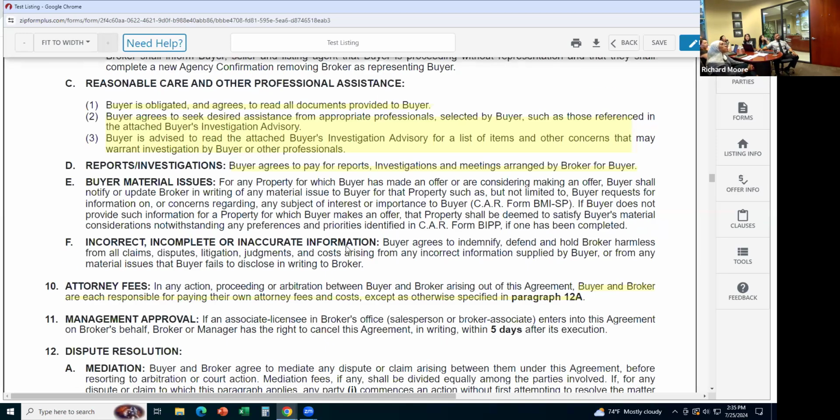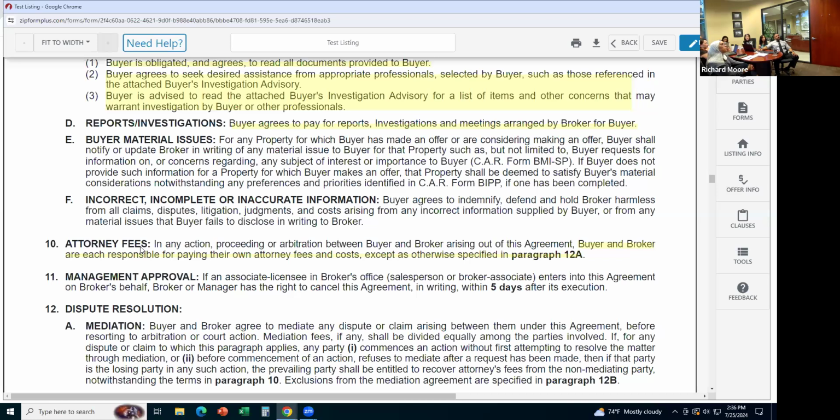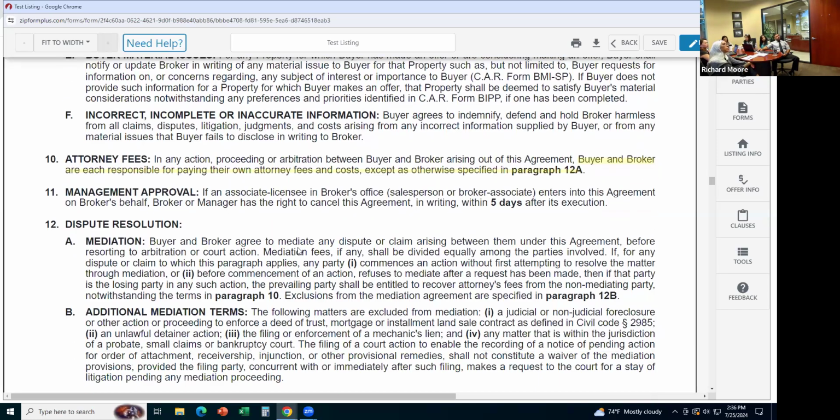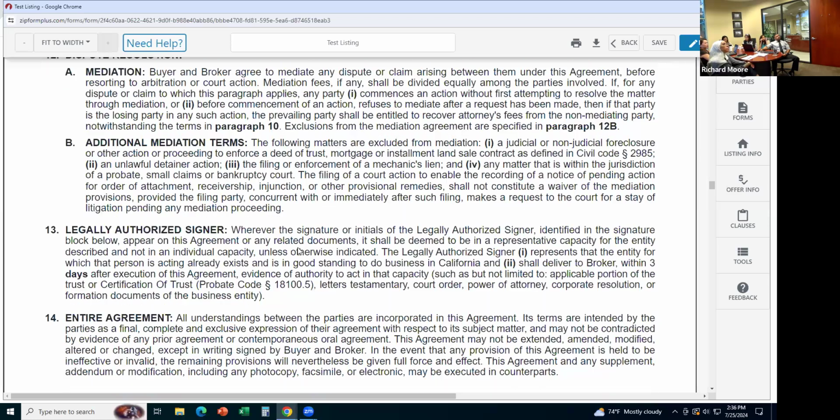Let's see, buyer material issues. Let's go down to attorney's fees. I thought this was interesting too. In any action, proceeding, or arbitration between buyer and broker arising out of this agreement, buyer and broker are each responsible for paying their own attorney's fees and costs, except as otherwise specified in paragraph 12A. But, right, saying, hey, I'm not gonna pay your attorney's fees, you're responsible for your own attorney's fees if something comes up.